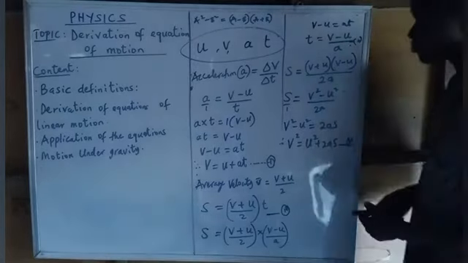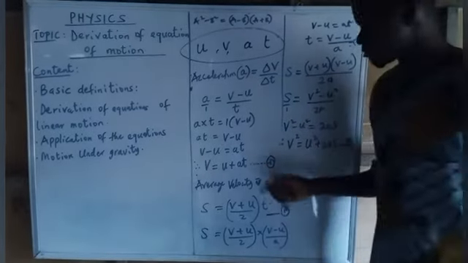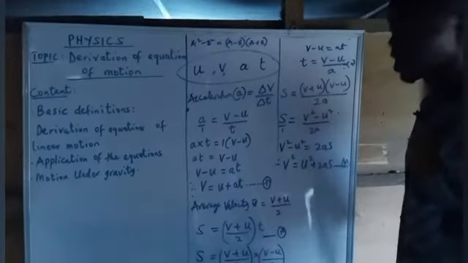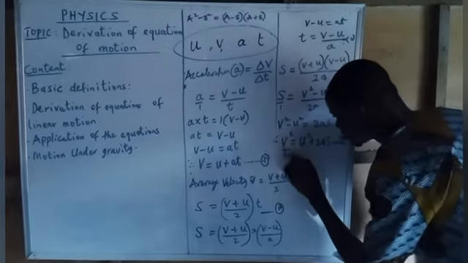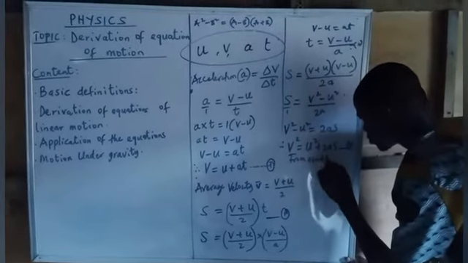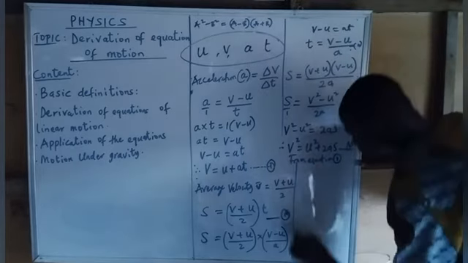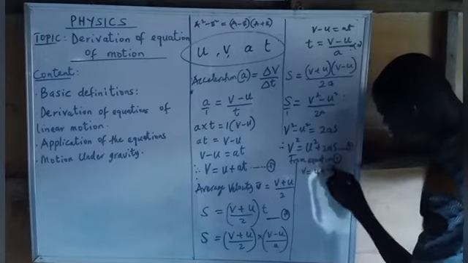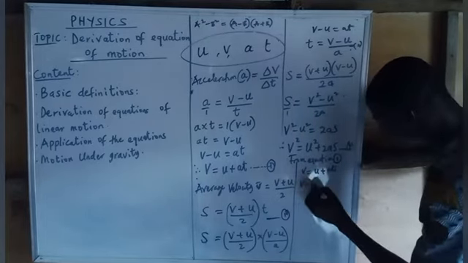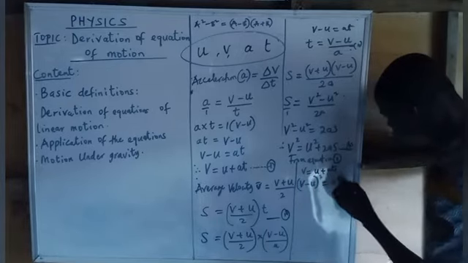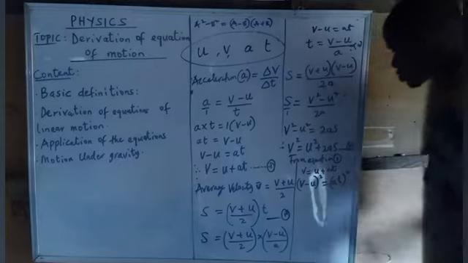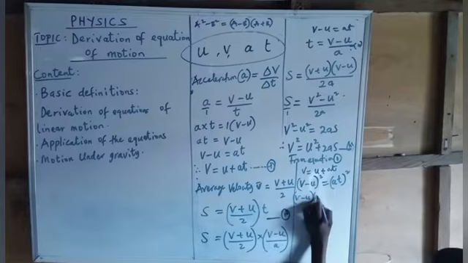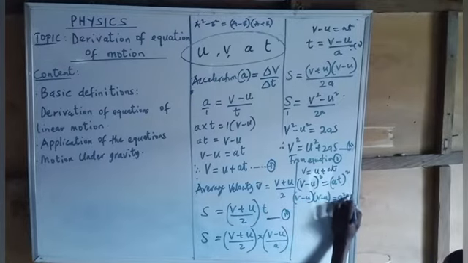To now get the fourth equation of motion, we are going to capitalize on equation 1 of motion, by squaring the expression on both sides. From equation 1 of motion, we state that V is equal to U plus AT. If you transfer U to the other side, you have (V minus U) all squared is equal to (AT) all squared. And this will give us, by expansion, (V minus U) into (V minus U) is equal to A squared T squared.